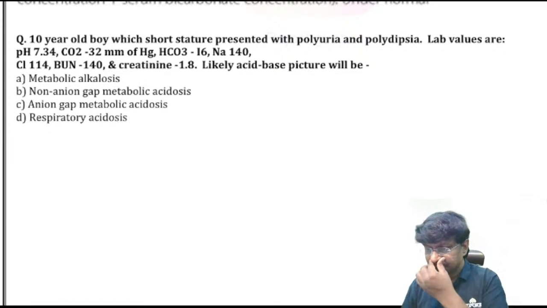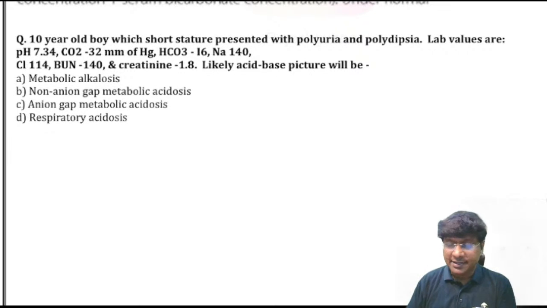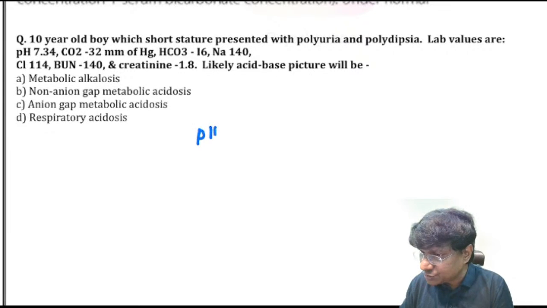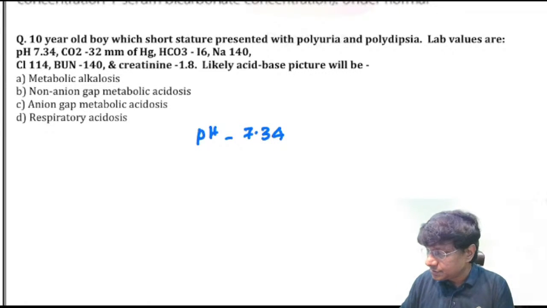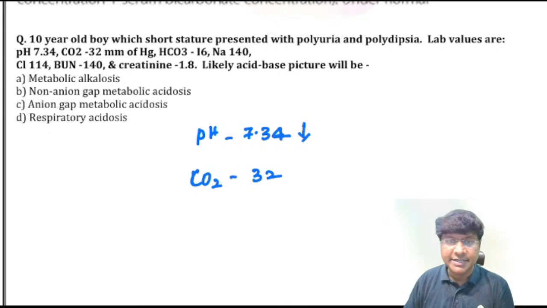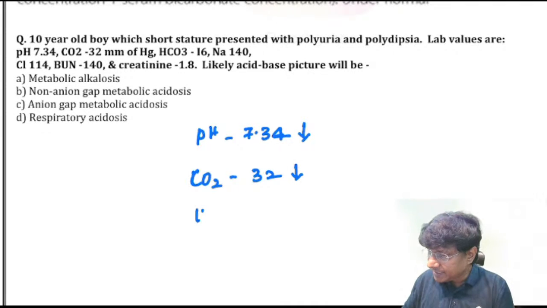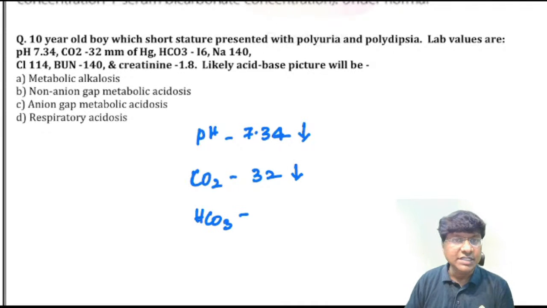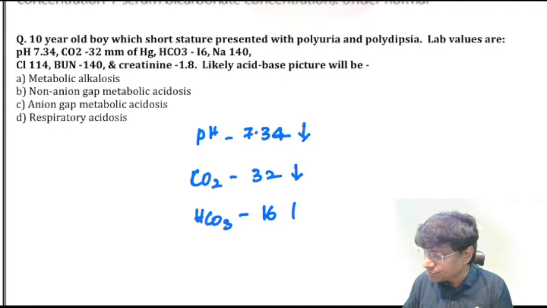Right. So now, how to calculate the anion gap? If you take the pH of this individual, the pH is 7.34. How much is the normal pH? Right, 7.36 to 7.44. That means the pH is reduced. Then what is the normal carbon dioxide value? That is 32 millimeters of mercury in this patient. And what is the normal value? 36 to 44. So that means it is decreased. And bicarbonate, it is 16. Even this is also reduced.